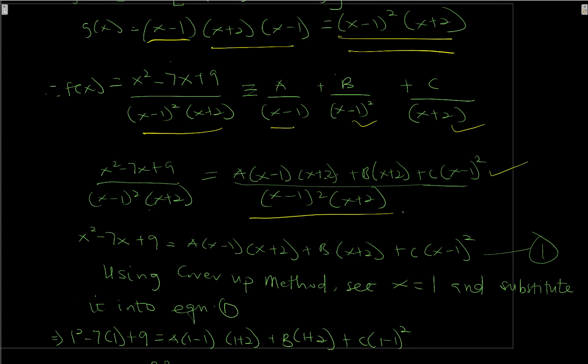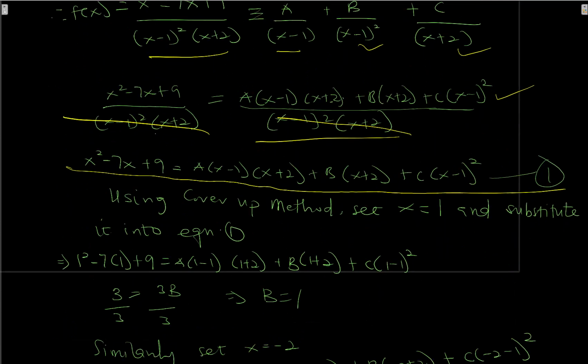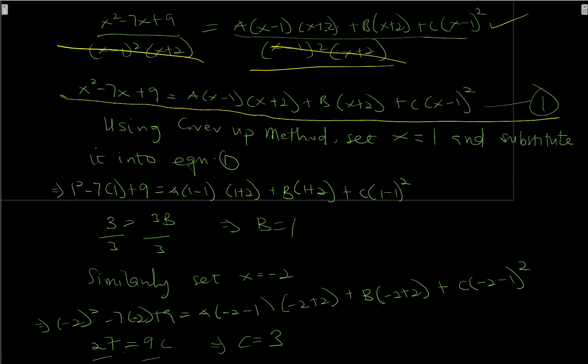You realize that the denominator cancels the denominator, and we are left with only the numerators as indicated in equation 1. Now we are left with what? Finding the values of the unknowns. And how are we going to do that? We use either the cover-up method or the method of expansion, or both. In this question we are going to use these two methods. First of all, let's use the cover-up method. For the cover-up method, we find a way to eliminate some of the unknowns by setting x to a certain constant.